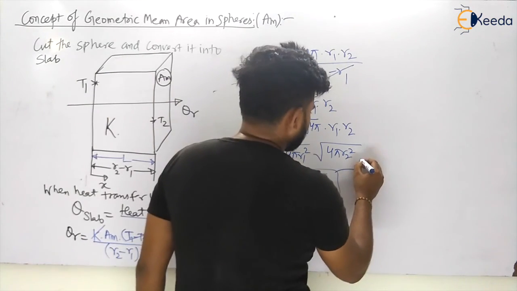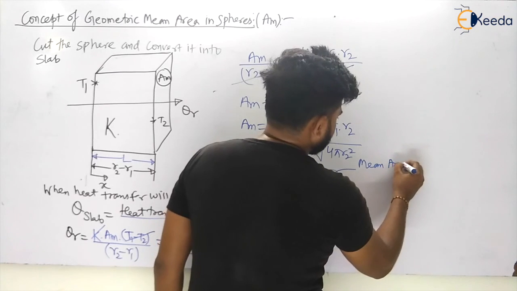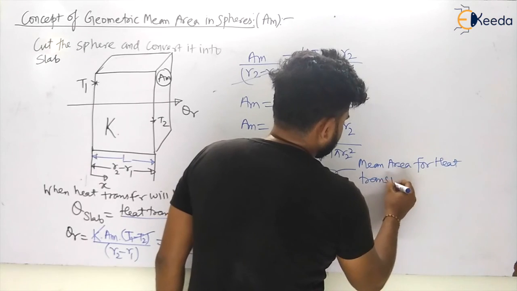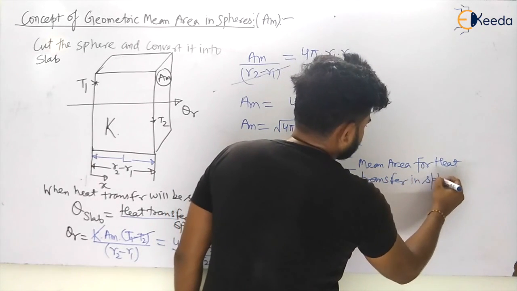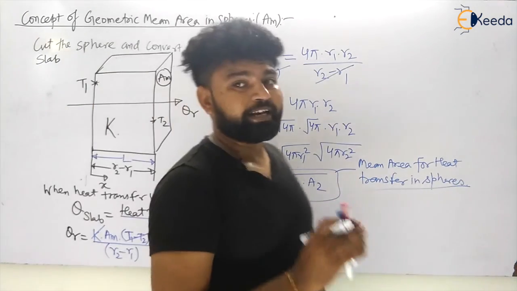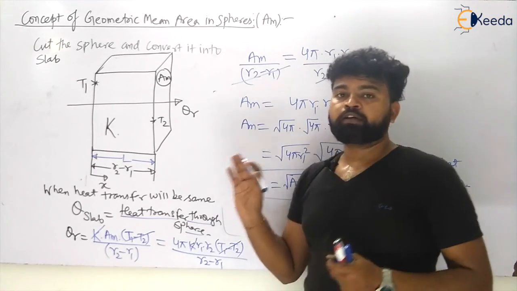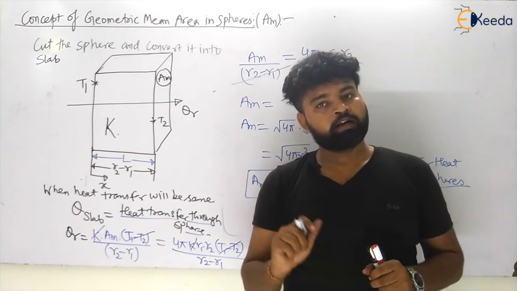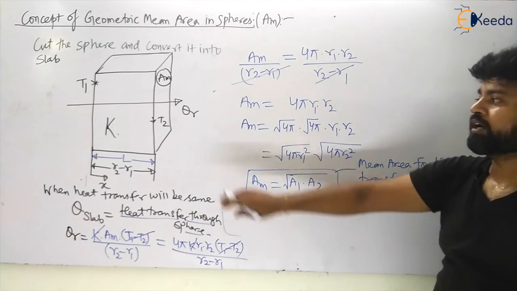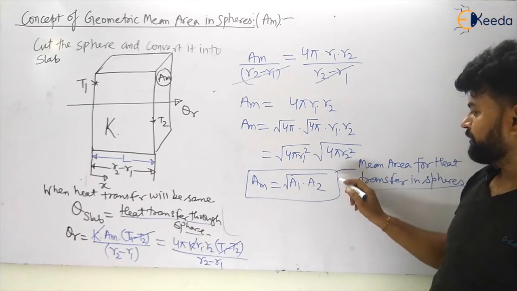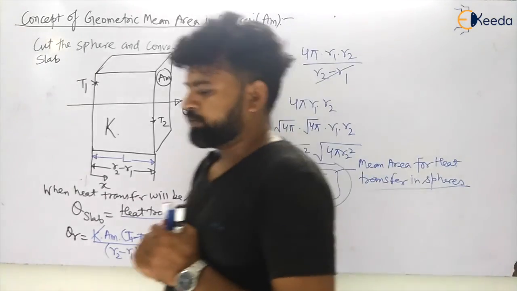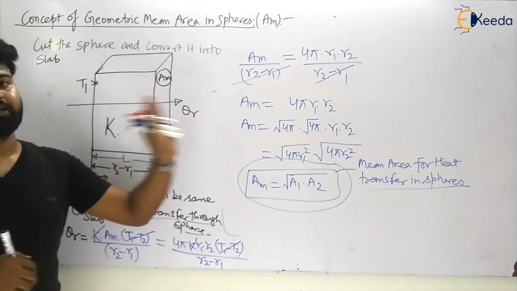So this will be nothing but your mean area for heat transfer in spheres. So my dear students, if there are some tough calculations and we want to calculate the heat transfer from this sphere, then I will first calculate the mean area, that is AM. Then I can easily calculate the heat transfer through the sphere. So in the bigger calculation, this area is used. So AM will give you total heat transfer, because this is similar. That heat transfer will be the same as in the sphere.